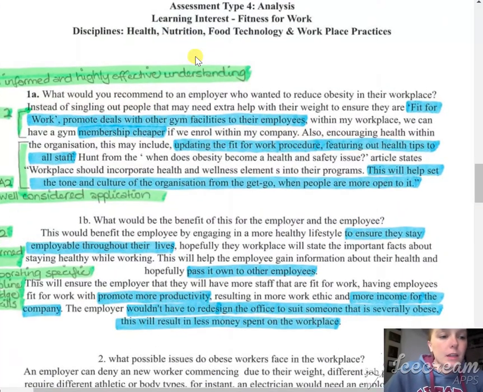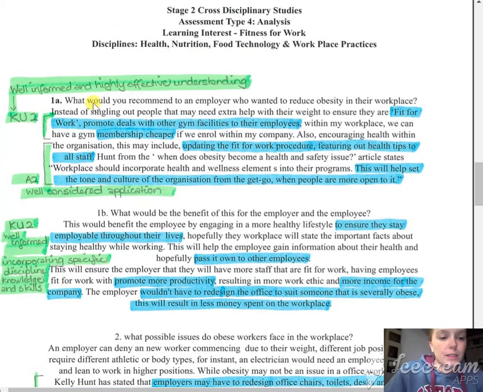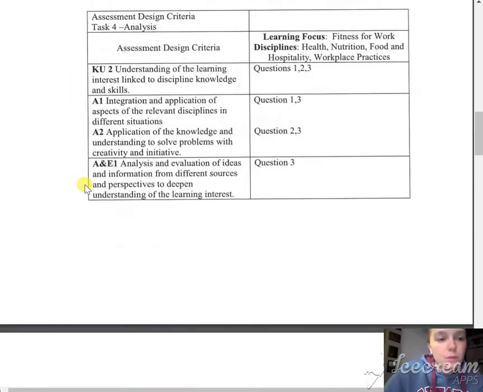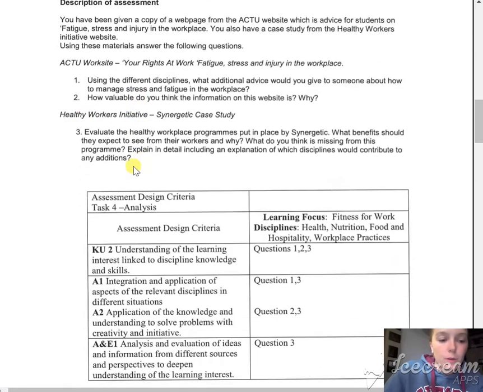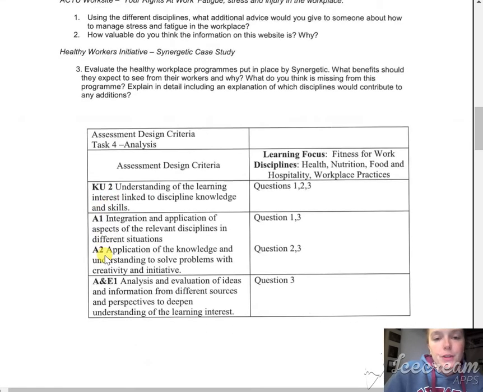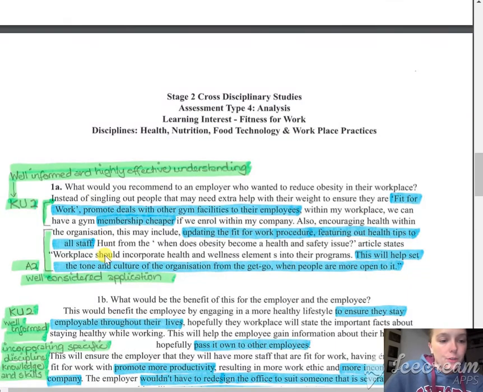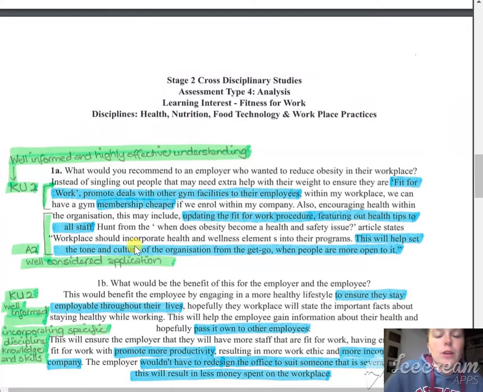So you can see in this response here, they have used very specific responses to the article. So, what would you recommend? Well, these are the things that they would recommend. But what's really important is when we're looking at this KU2 criteria, it's the understanding of the learning interests. So it's linked back for these people to work. So ours would be the business. So we're trying to really use as much detail and specific language from the sources as possible.